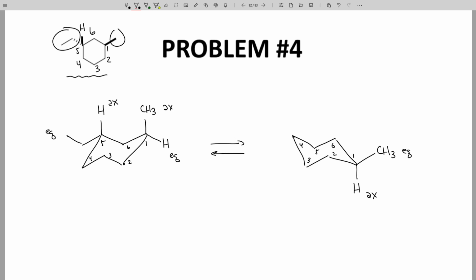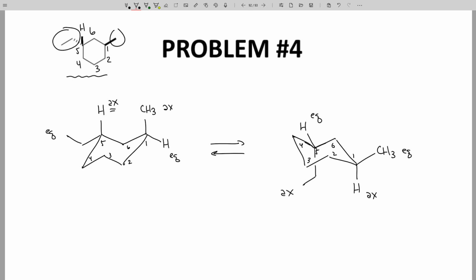Okay, let's go to carbon 5 on the right-hand structure. Now again, the bonds to carbon 5 both point down. So the down position for this structure is going to be axial down. So the ethyl group goes from being equatorial down on the left to axial down on the right. And that means the hydrogen, which was axial up on the left, is now equatorial up. Okay, so great.